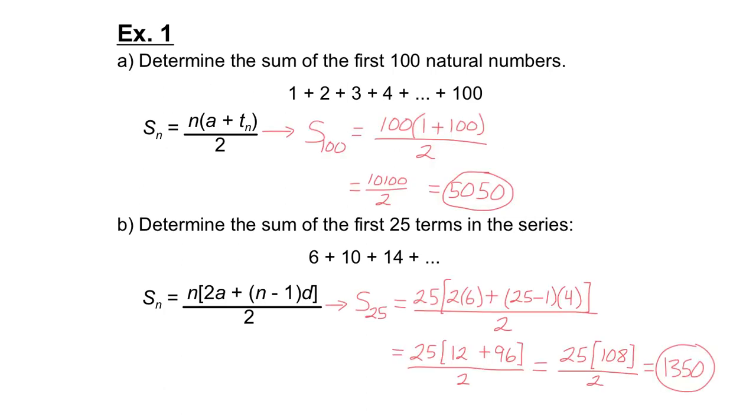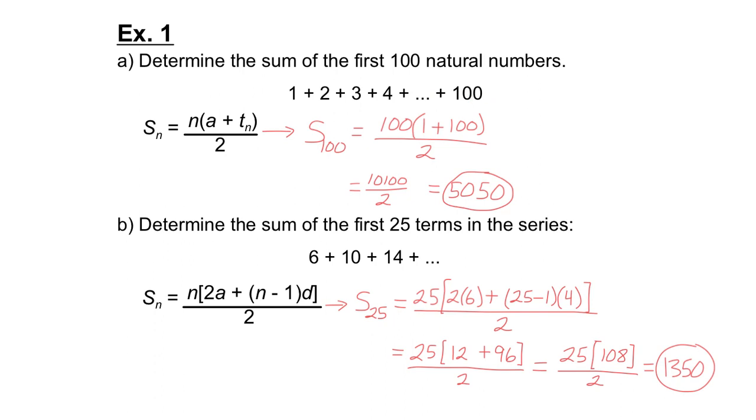For the first one, we're trying to find S100, the sum of the first 100 terms. So n is 100. A is the first term in the series, 1. Tn is the value of the 100th term. The 100th term is 100. All of that divided by 2, follow BEDMAS, we get 5,050 is the sum of the first 100 natural numbers.